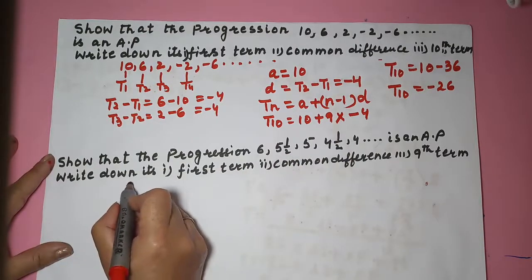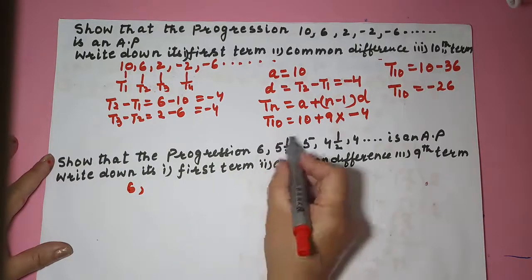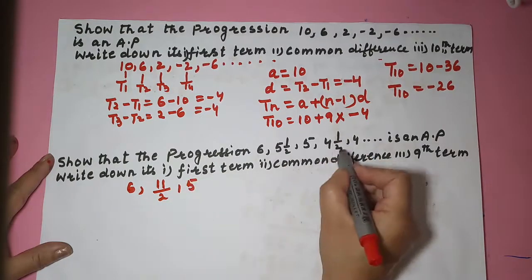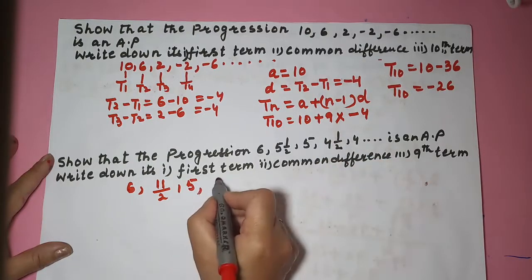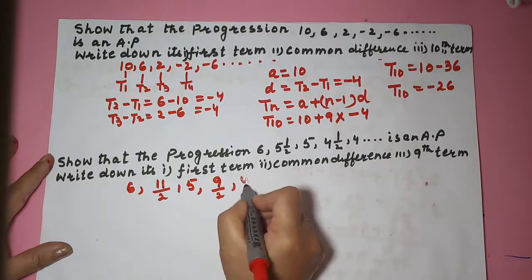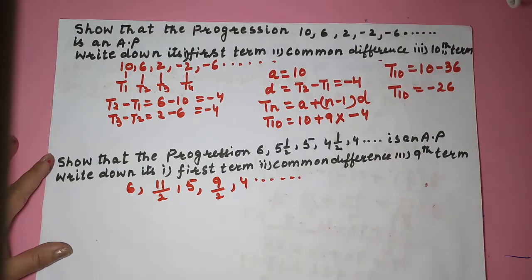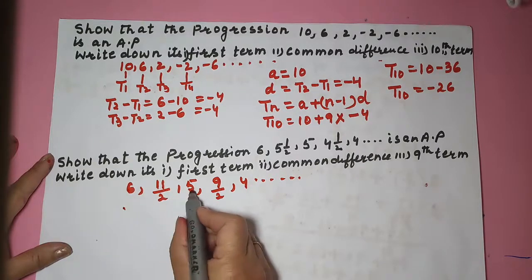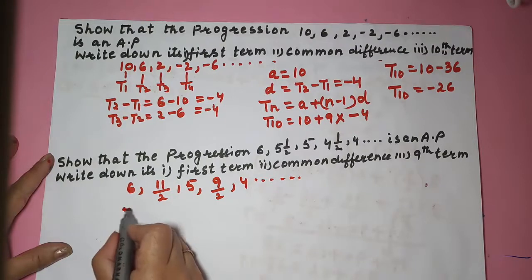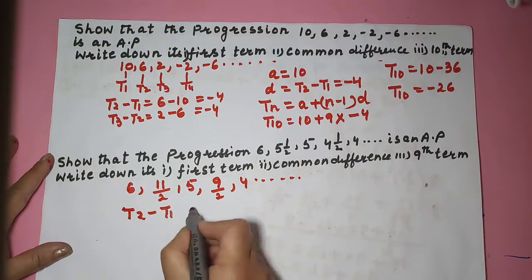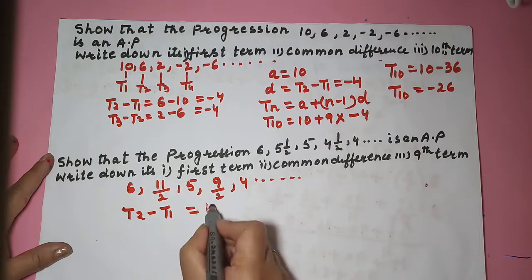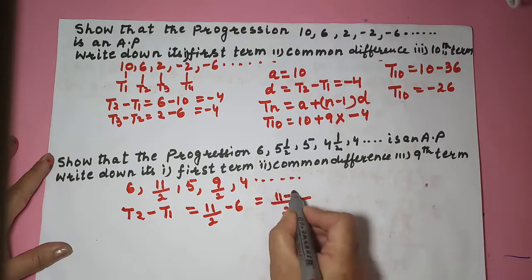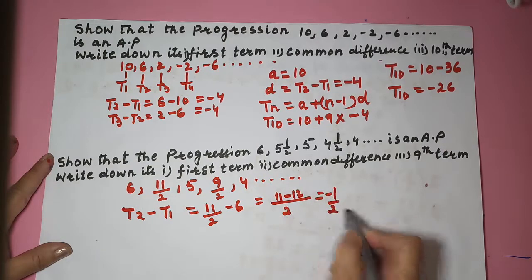We have the progression as 6, 5 and a half, 5 2s are 10, that means 11 by 2. Then 5, then 4 and a half, 4 2s are 8 plus 1, 9 by 2. Then we have 4, and I have to find whether this is in AP or not. Now let me calculate. This is my T1, this is my T2, T3, T4, T5 and so on. Let me calculate T2 minus T1. How much is that? 11 by 2 minus 6. So if you take 2 as LCM, 11 minus 12, which is minus 1 by 2.